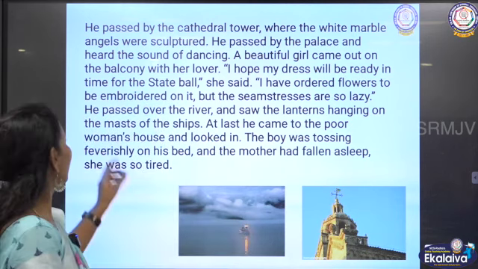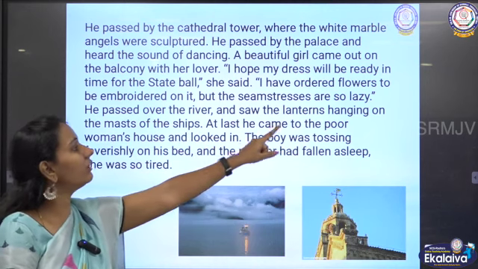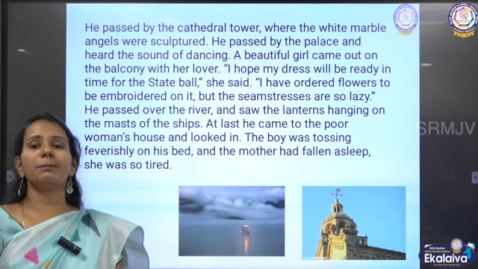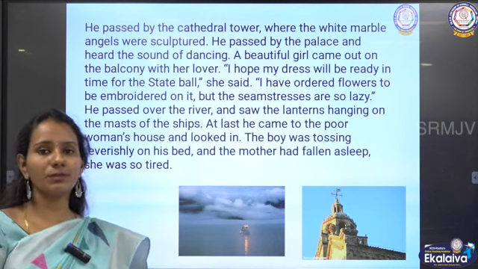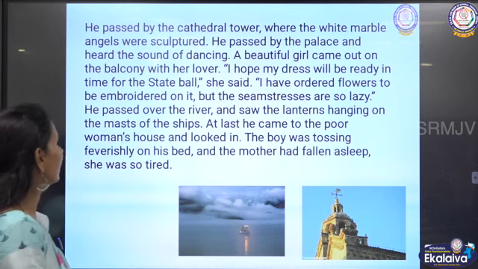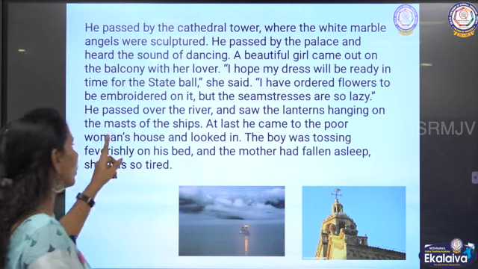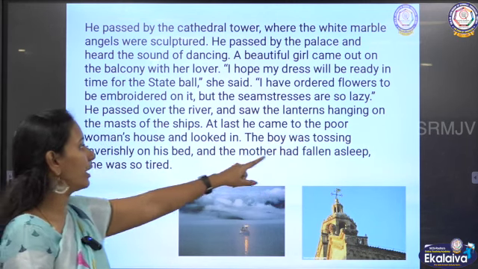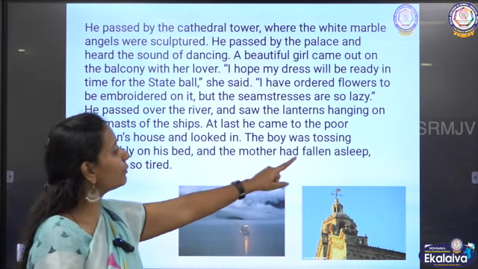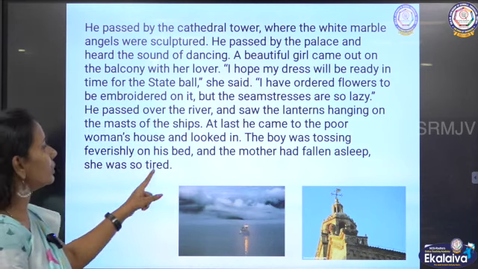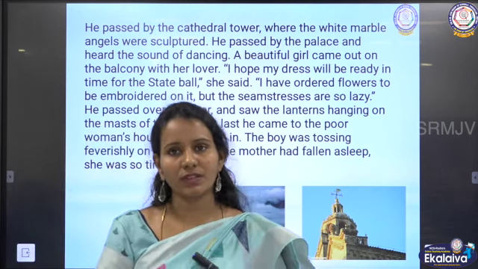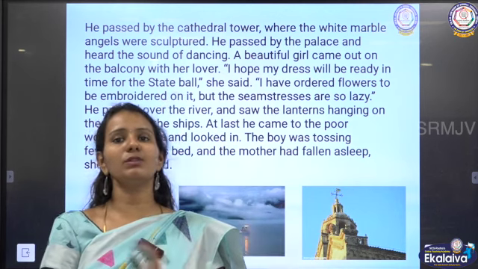He passed over the river and saw the lanterns hanging on the masts of the ships. So the next thing he is passing over is the ships which had the lanterns. Lanterns are lamps. At last he came to the poor woman's house and looked in. The boy was tossing feverishly on his bed and the mother had fallen asleep. She was so tired. So finally, the bird has reached the woman's house and he entered the house and he was able to see the boy.